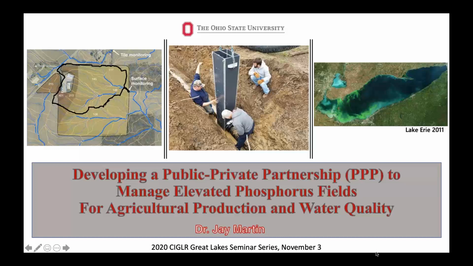So today I'd like to talk about a public-private partnership that we developed with the agricultural community in Ohio that allowed us to identify and manage elevated phosphorus fields. Now, this is really important because these fields likely emit some of the greatest amount of phosphorus per area within the Western Lake Erie Basin. So if we can identify them and get management to these fields, it's likely that we can make a pretty big dent in the phosphorus reaching Lake Erie.